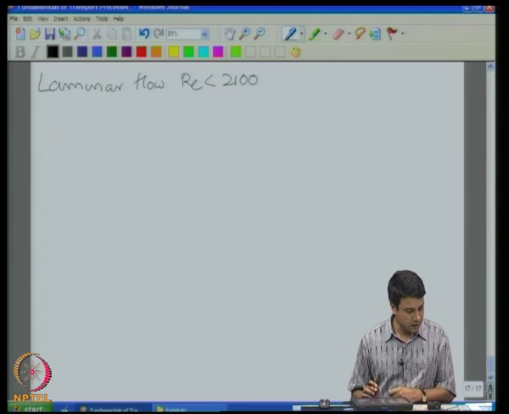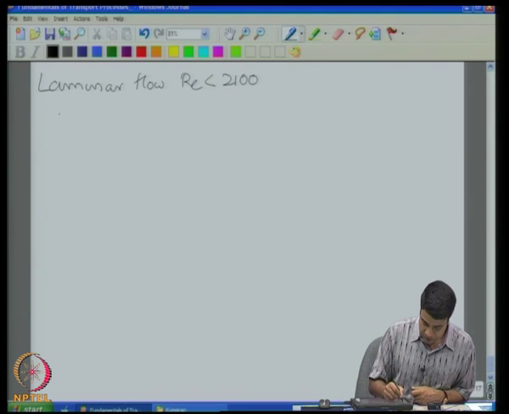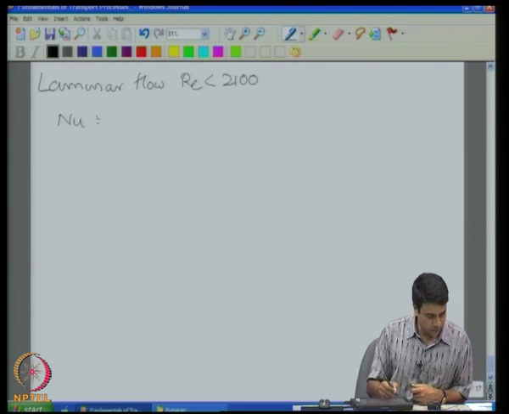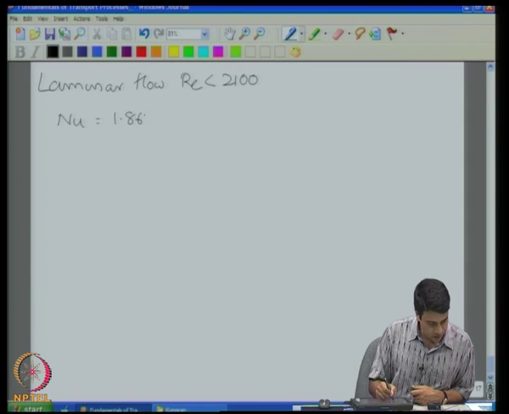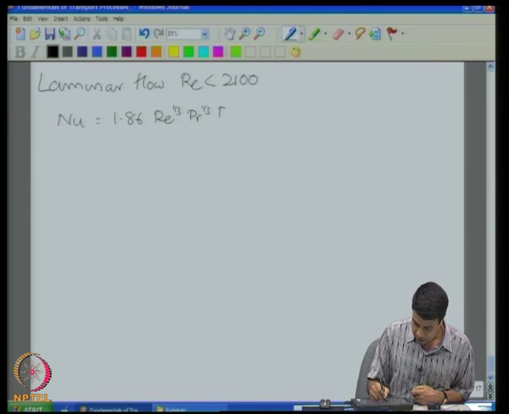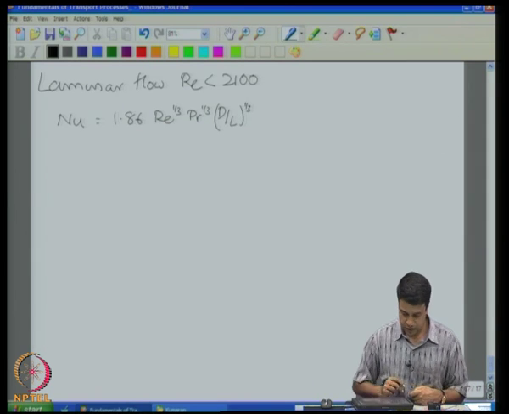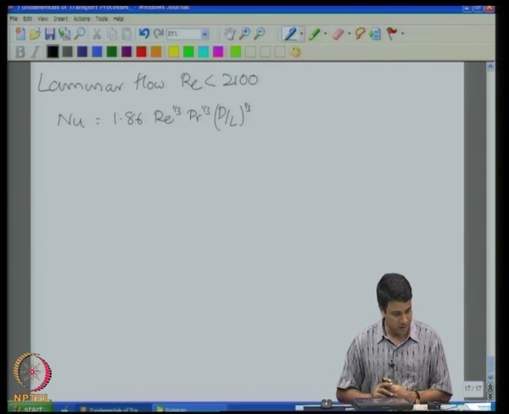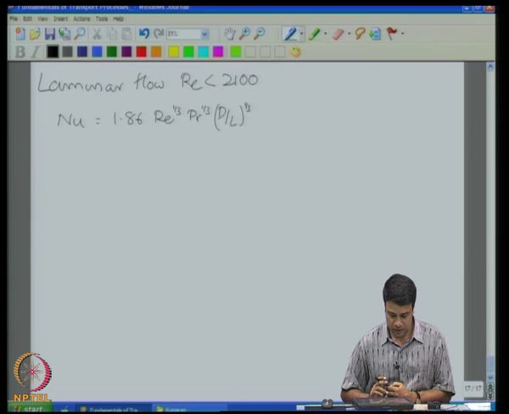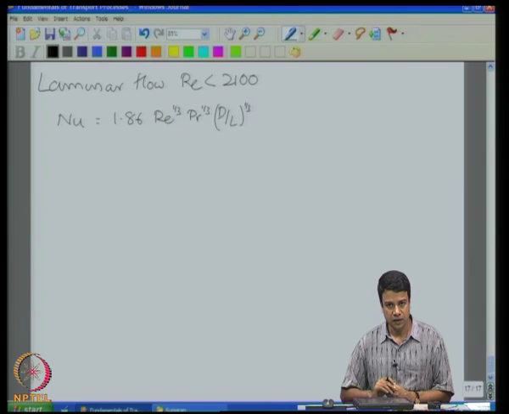And these correlations are of the form Nusselt number is equal to 1.86, Reynolds number per 1/3, Prandtl number per 1/3, d by L per 1/3. So, this is a correlation that applies for a laminar flow when the Reynolds number is small. And this once again is based upon extensive experimentation, and in heat transfer problems very often the viscosity of the liquid depends upon the temperature.